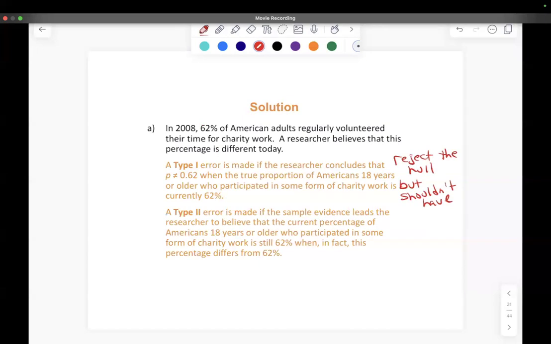So for the type 2 error, I am failing to reject. I am saying, hey, my evidence doesn't conclude that it's different than 62%. I'm saying it is still 62%, but it's different. Then that's a type 2 error. So fail to reject, but should have. Right. Makes sense? Questions?